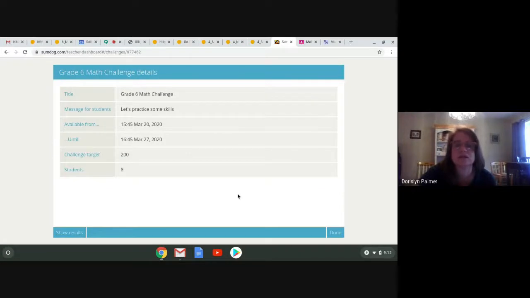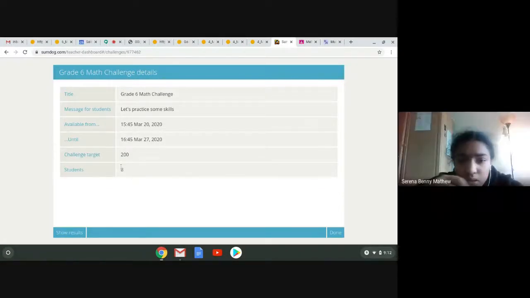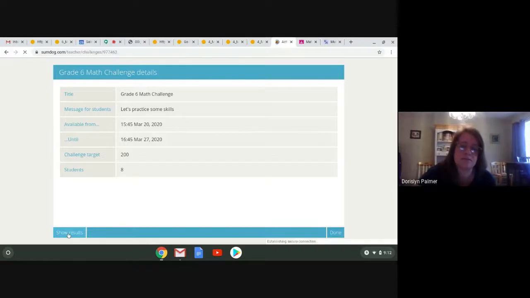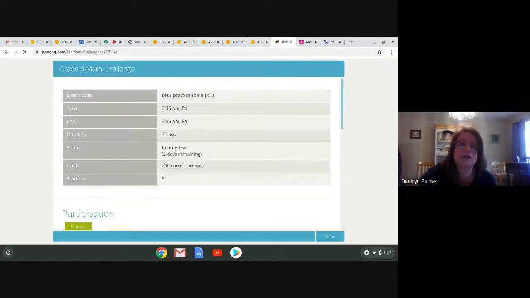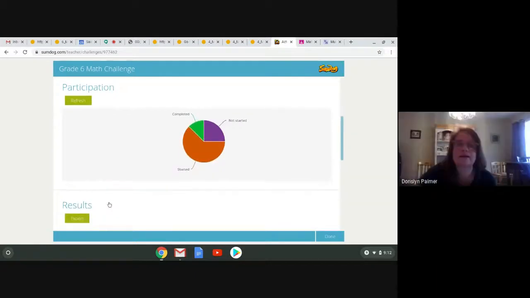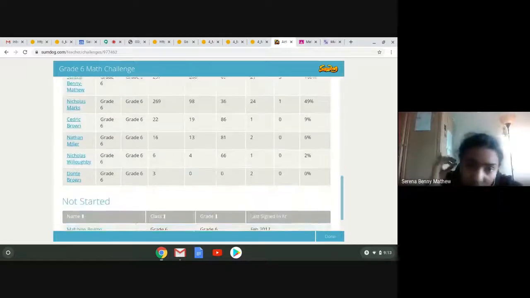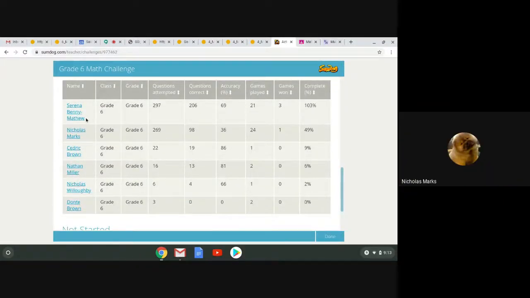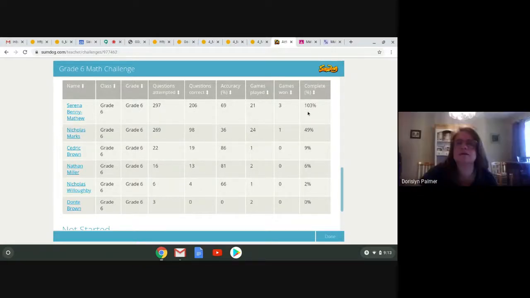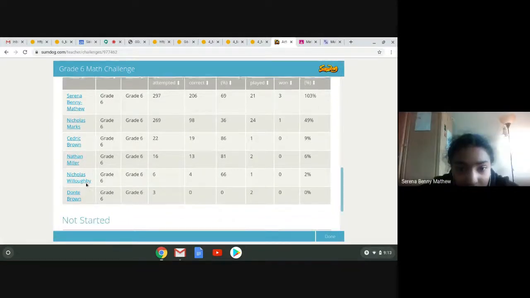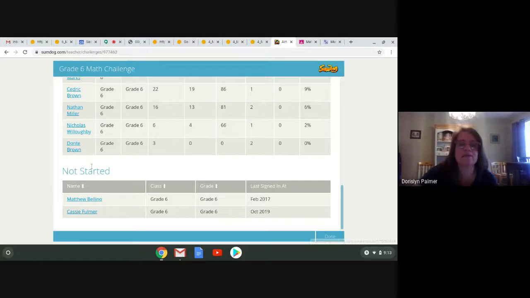Can you see my screen? Yeah. There's 8 students in 6th grade. So this is how Mrs. Palmer's checking on it. The green is students who have completed. This brown color is students who have started, and purple is not started yet. So I've got a couple. I started. All right, Serena's done. And these kids have started. So not started: Matthew and Cassie.